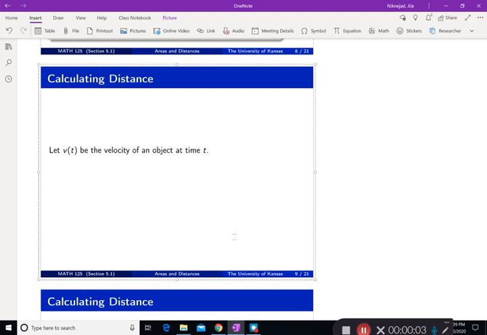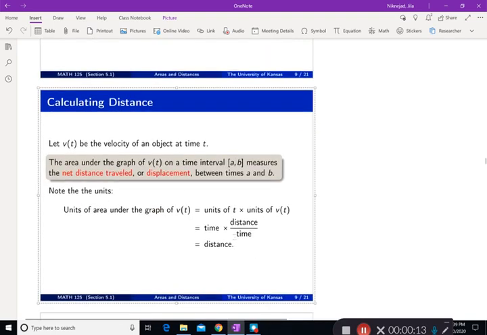We're on section 5.1 and we're discussing calculating distance. So let v of t be the velocity of an object at time t, and then the area under the graph of v of t on a time interval a to b measures the net distance traveled, or displacement, between time a and b. Does this make sense?